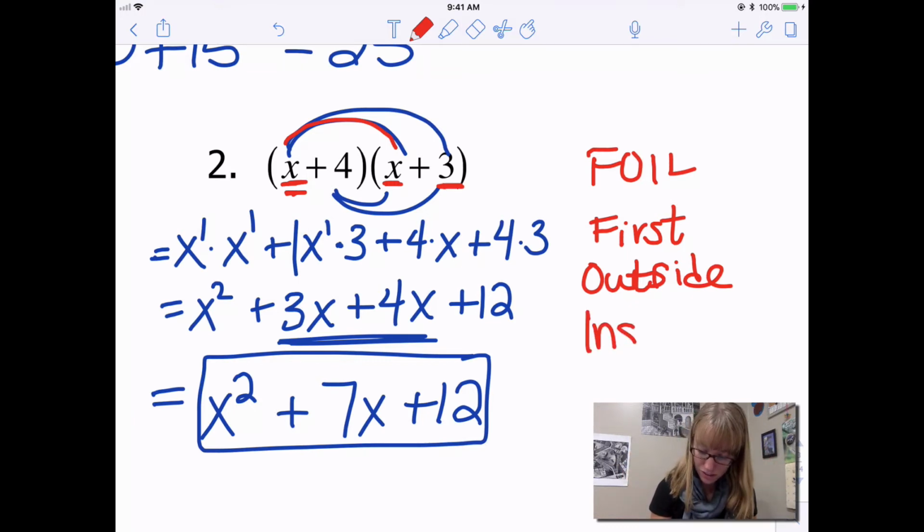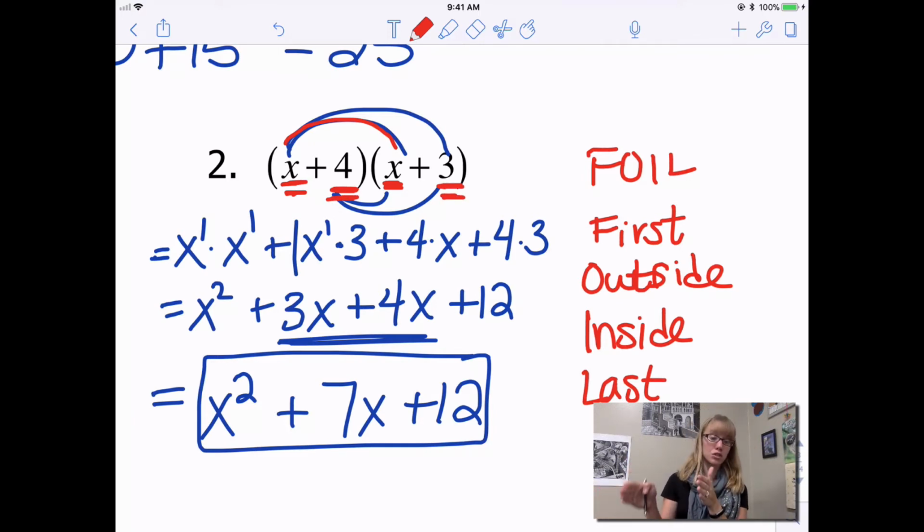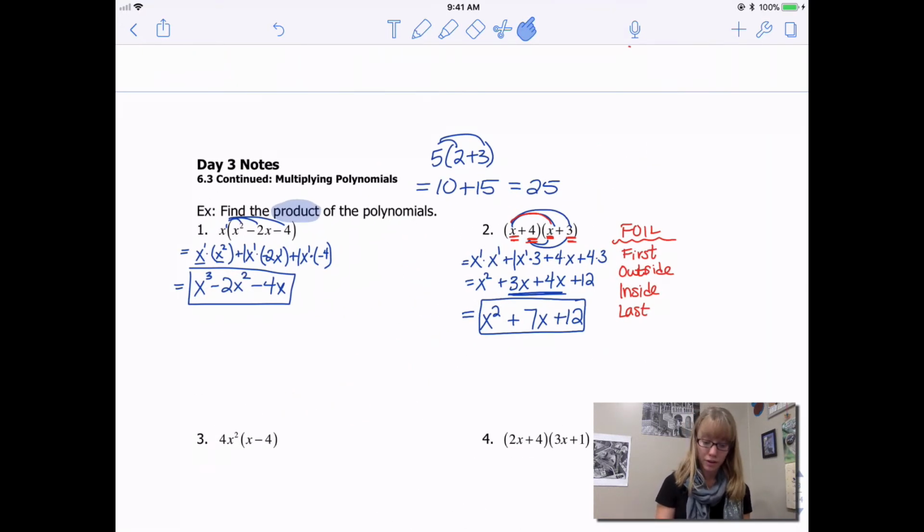The I stands for inside. So that's when we multiplied our 4 times our x, because if you look at those 2 polynomials, it's on the inside. And L is for last. That's when we multiplied the 4 times the 3, because that's the last piece in each of the 2 polynomials. So if that helps you to remember that you have to multiply everything in the first by everything in the second polynomial, that works. Otherwise, if you want to draw those little arrows to make sure that you multiplied your x by each piece and your 4 by each piece, I just want you to find a method that works for you. So let's do another one of those.